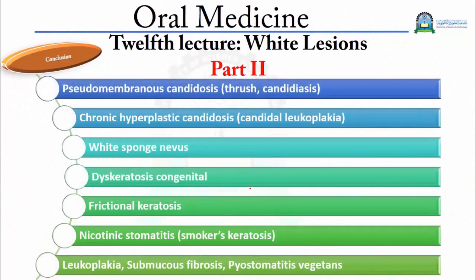In conclusion, through this lecture we talked about many of the white lesions, starting with pseudomembranous candidiasis, oral chronic hyperplastic candidiasis, white sponge nevus, and keratosis congenita, as well as frictional keratosis and nicotinic stomatitis, and the leukoplakia, submucous fibrosis, and pyostomatitis vegetans.